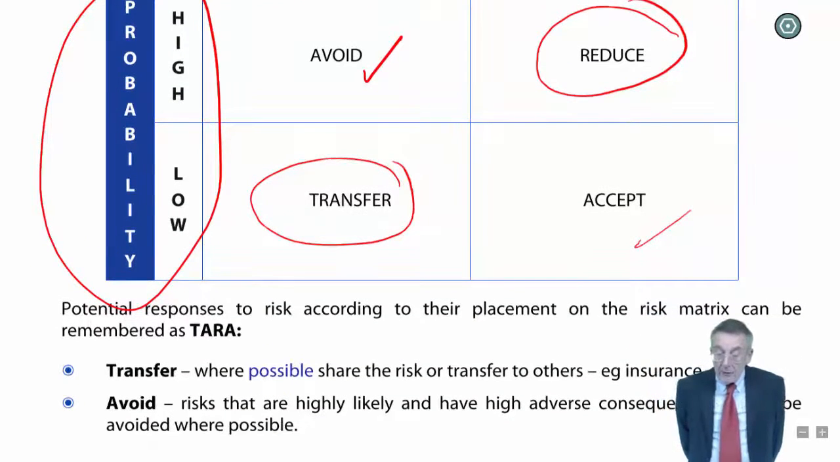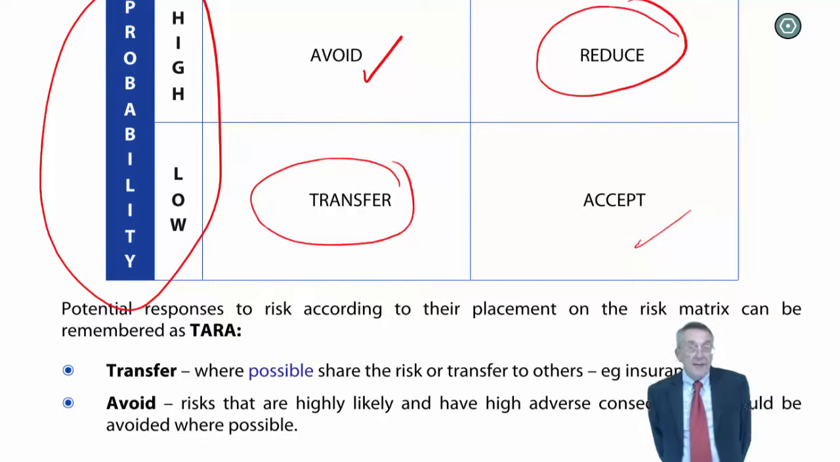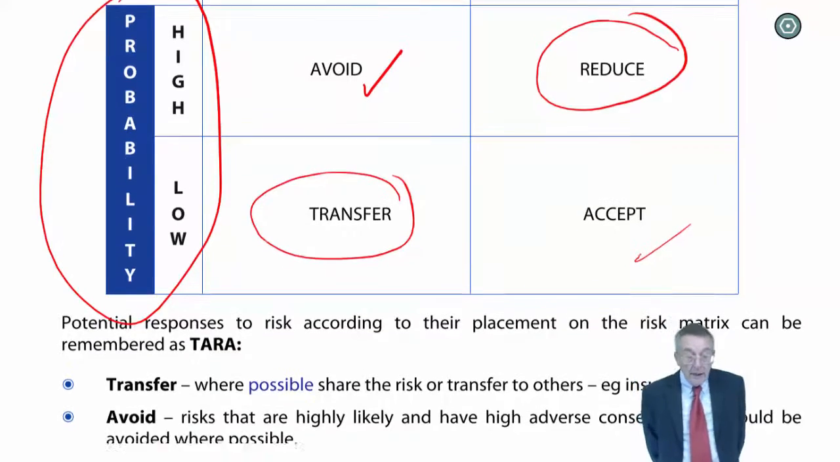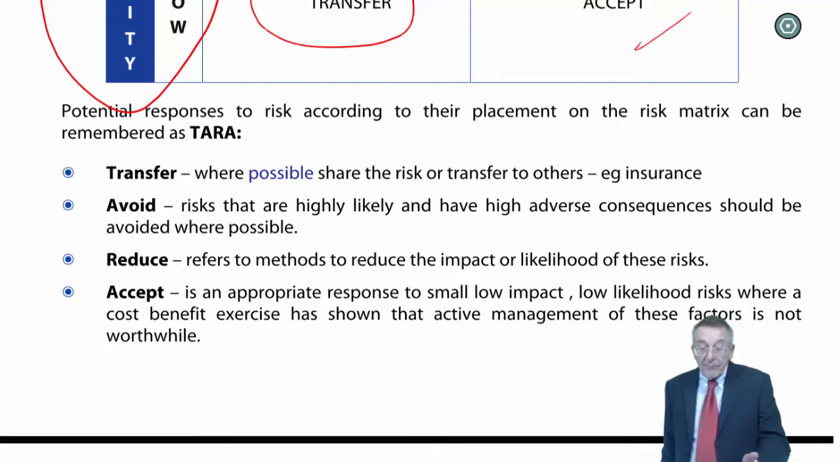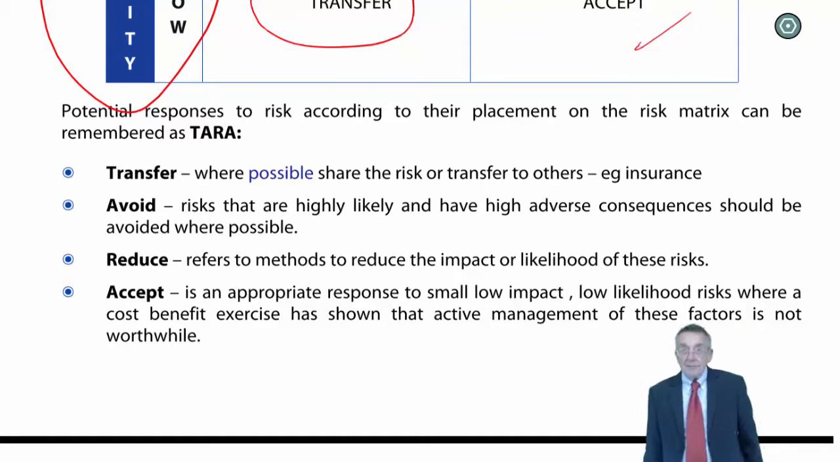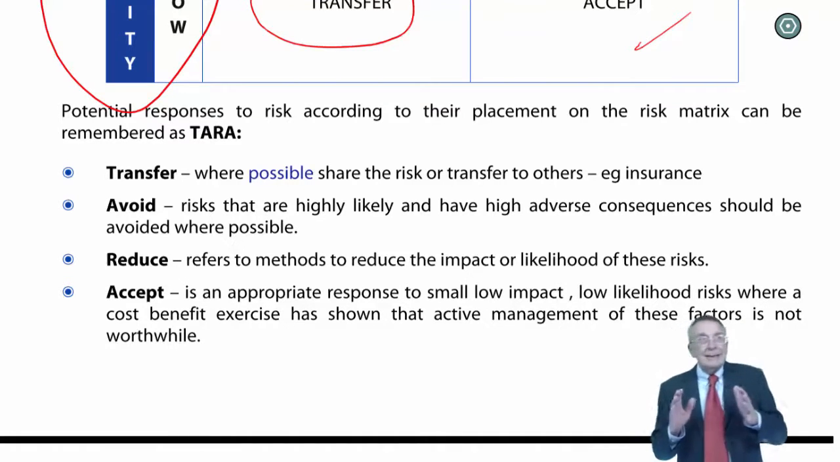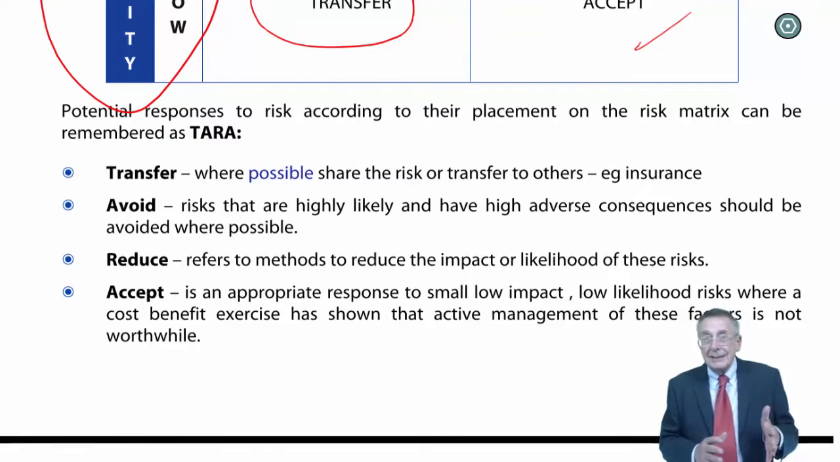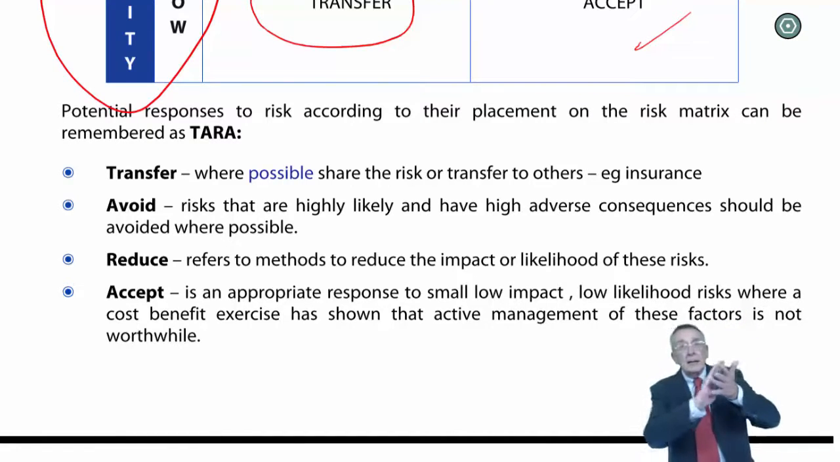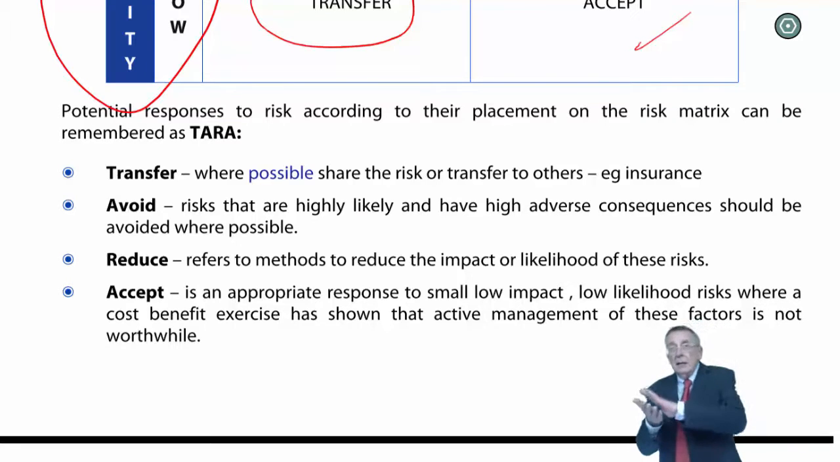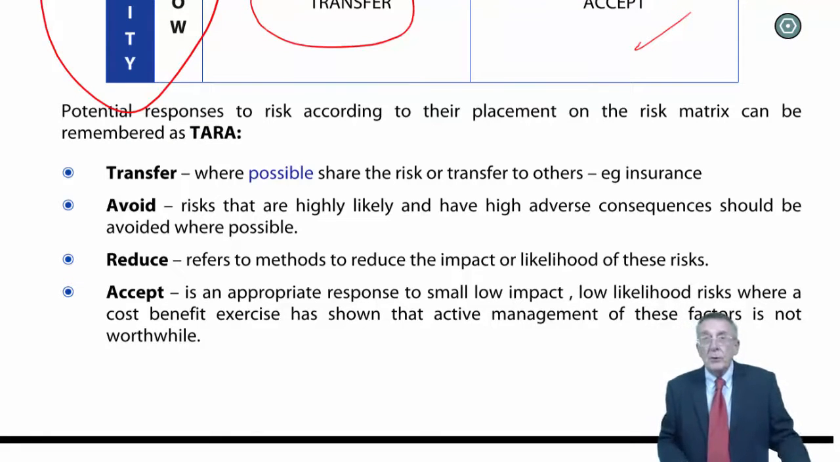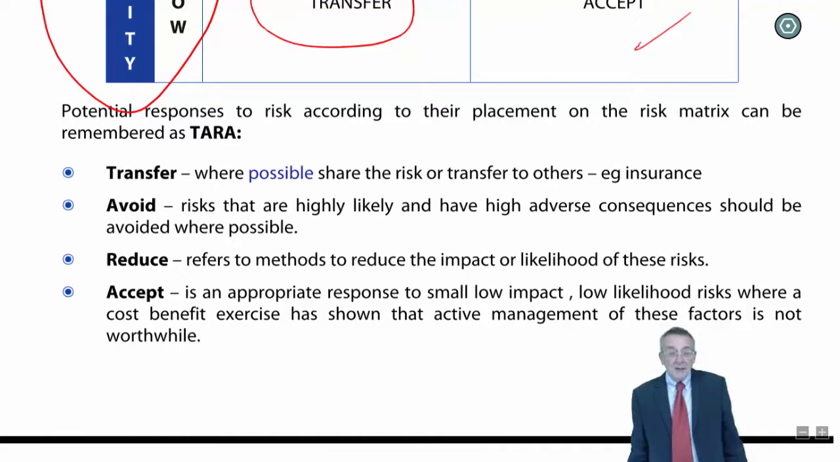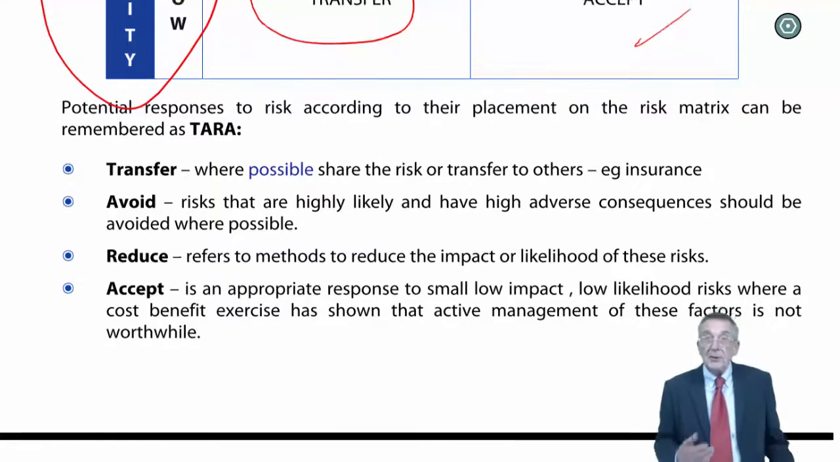Now, I need to say slightly more about the reducing and transferring. I think avoiding or accepting are fairly obvious. I think I've made that clear. But before I say slightly more, that's TARA: transfer, avoid, reduce, accept. Do learn the four responses to risk. Depending on the probability of the risk occurring and the degree of impact it will have on us, there are the four standard responses. Transfer, avoid, reduce, accept.